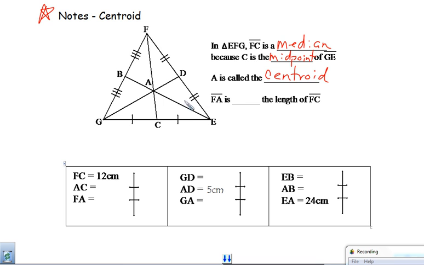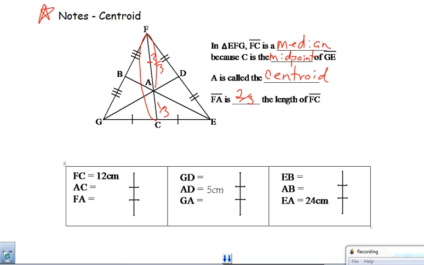Okay? The big part that's important is F to A, this piece right here from the vertex to the centroid, is 2/3 the length of the entire median. So what that means is that this guy is 1/3 and this guy is 2/3. So if there's a part here, we could break it up to have 3 separate pieces. So what we're going to do is use that to our advantage.